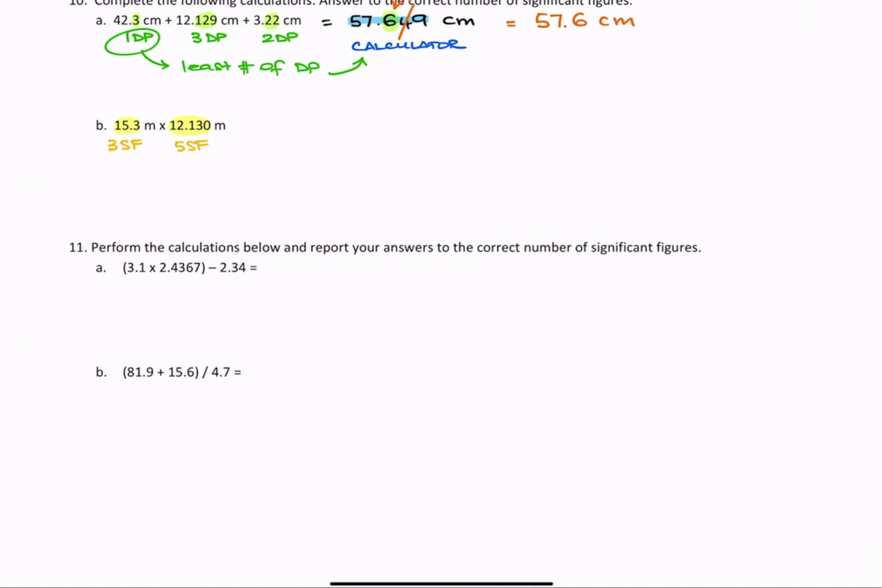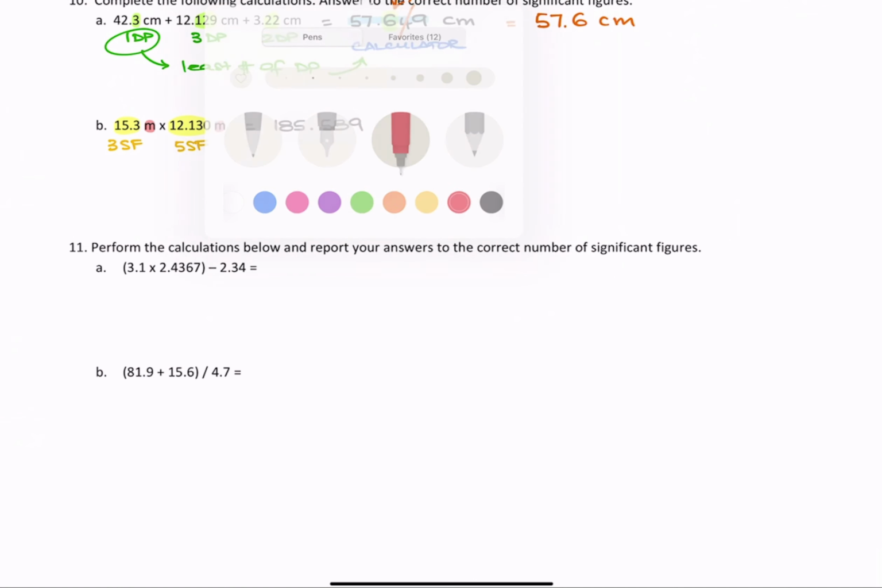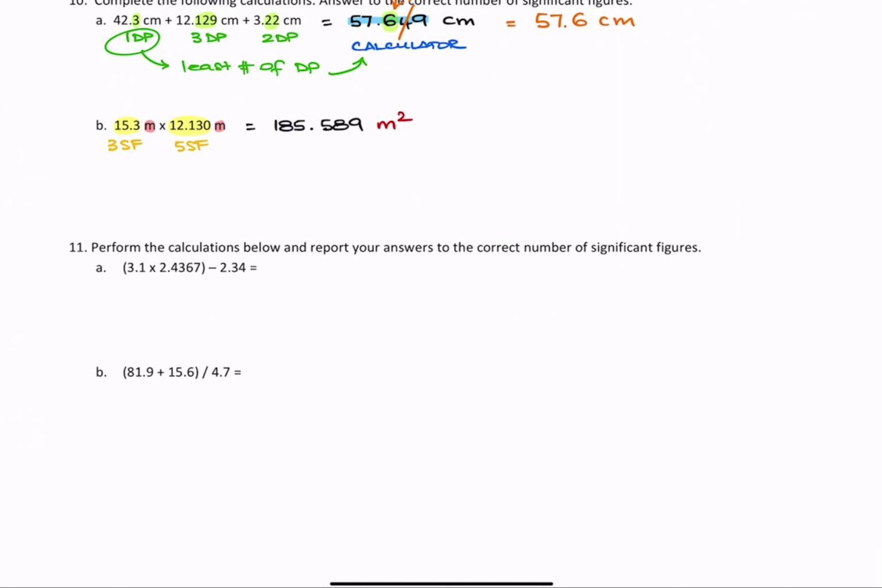When we do the multiplication, we're going to first use our calculator to find the answer without rounding yet. So we have 185.589. Do not forget your unit. Meter times meter gives me square meter.